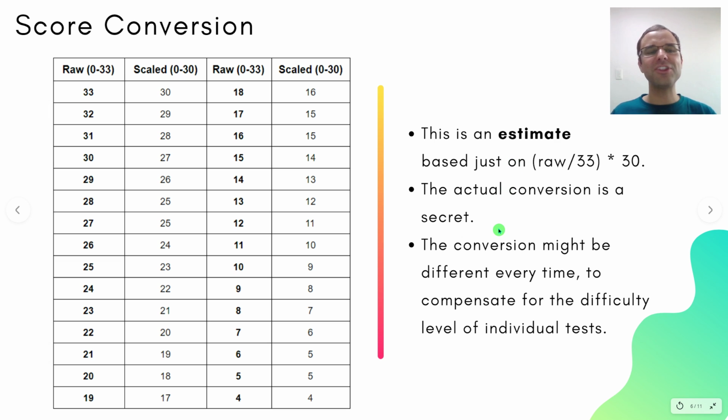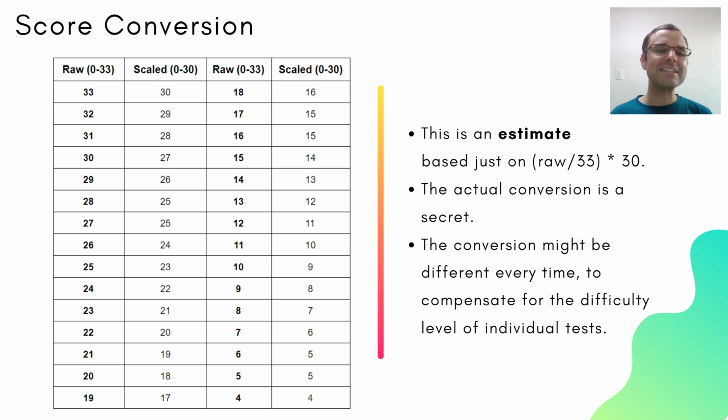I have to mention that I created this chart. The actual conversion is an ETS secret. They will not give you a chart like this. And I think the reason for that is that the conversion might be different every single time the test is given to compensate for the difficulty level of each individual test.